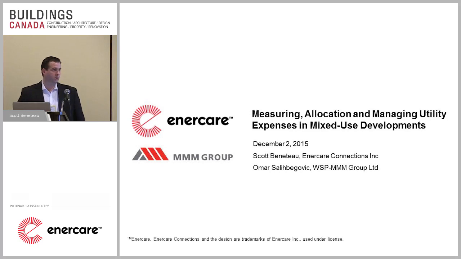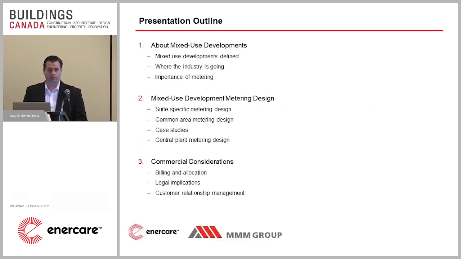So today we're here to talk about measuring and allocating utility expenses in mixed-use commercial properties. This is something that's been increasingly in demand in our segment. So we thought we'd put together a presentation to provide some guidance to developers who are looking at mixed-use commercial properties and how to allocate costs amongst a variety of commercial parties. So we'll walk through general information about mixed-use developments, some best practices in the metering design, and then finally we'll wrap it up with some commercial considerations in terms of how to paper this and put it all together.